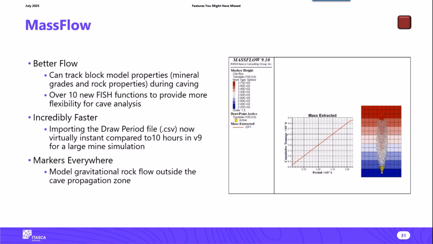We've greatly improved the draw period file import. It used to take somewhere around 10 hours in version 9.0 for a very large mining simulation, and now it just takes a few seconds. And now we're also able to model gravitational flow of rock outside of the cave propagation zone and keep track of that.